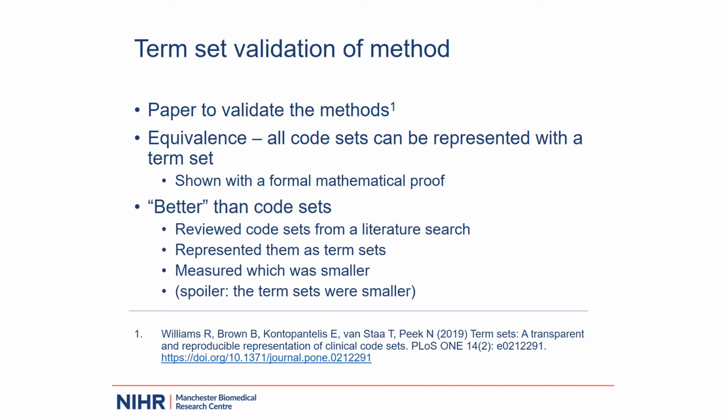Essentially, we did a paper and we showed that no matter what code set you could come up with, you could always represent it with a term set. So that shows that there is an equivalence there. And we then also showed that it was better on the metric that term sets are smaller. So we found a load of code sets in the literature, we represented them with a term set, and we showed that the number of inclusion/exclusion terms was always less than the number of codes in the code set. So on a metric of size, they were always smaller, which probably means, or at least we propose, that it's easier for people to review them than reviewing all the codes itself.